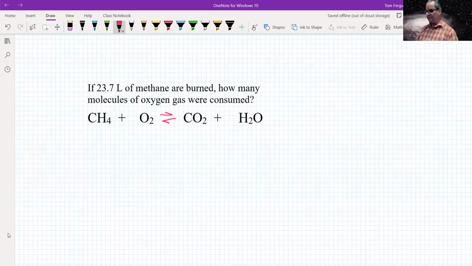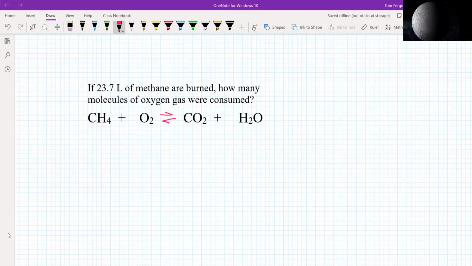See if you guys can handle this one. 23.7 liters of methane are burned. How many molecules of oxygen gas were consumed? So the first thing we're going to do, what's the first step? Balance. Perfect. What's the next step? What's given? Liters of methane. Yeah, 23 liters of methane.